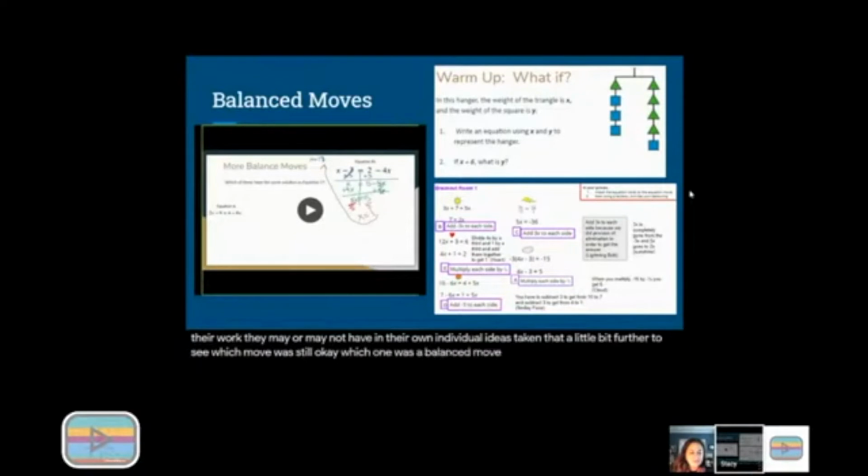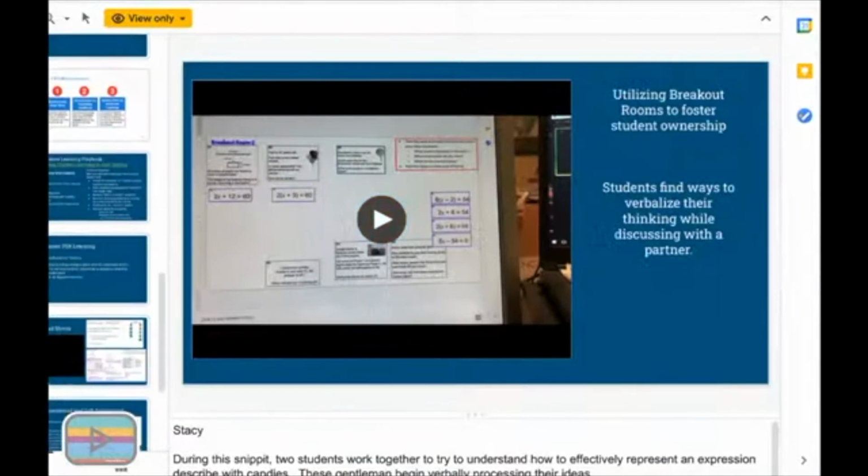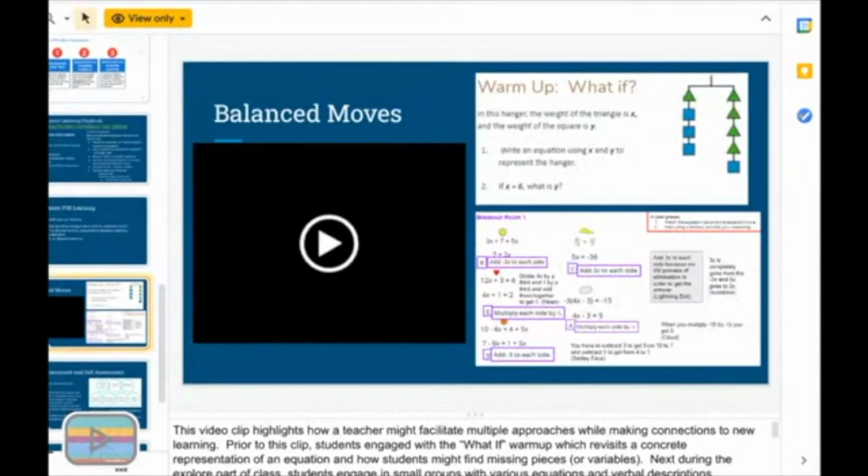So in the clip, the teacher acts as the scribe for two different students who share how they determined if a given equation was equivalent to one already solved on the screen. Here, listen closely for indicators of student ownership as well as some assessment for learning. Okay, I'm going to go ahead and play that for us.